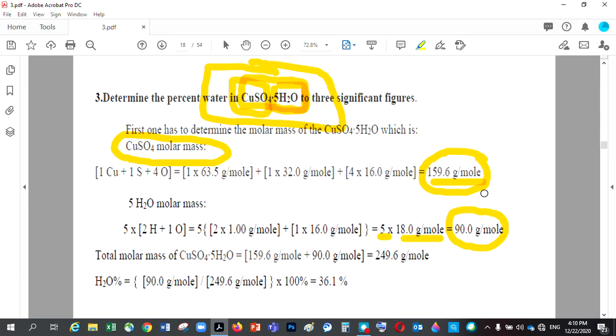Add them up, so we have to add them up here, and the total is what? 249.6 gram per mole. Now you take the 5 molecules of H2O, which is here, you divide it by the whole molecule combined, copper sulfate pentahydrate, including the H2O, multiply by 100, that will give you the percentage of H2O inside copper sulfate pentahydrate. So the percentage is 36.1%, and the rest of the 100% is copper sulfate.